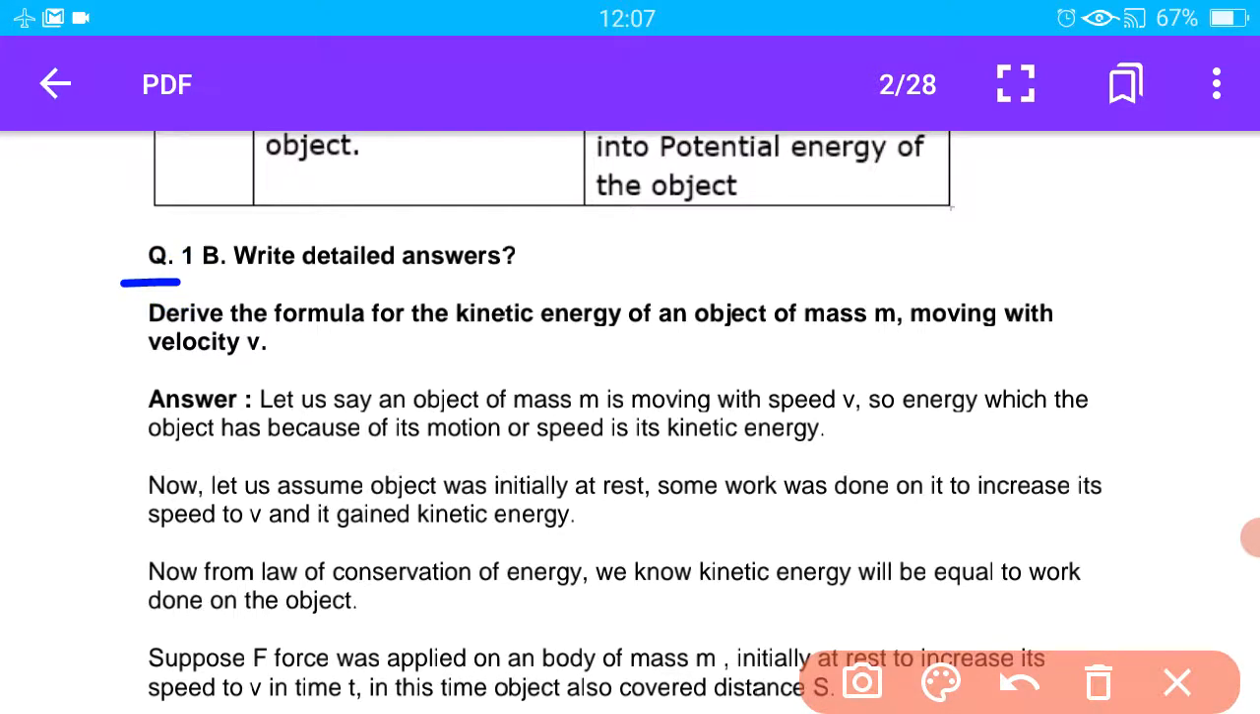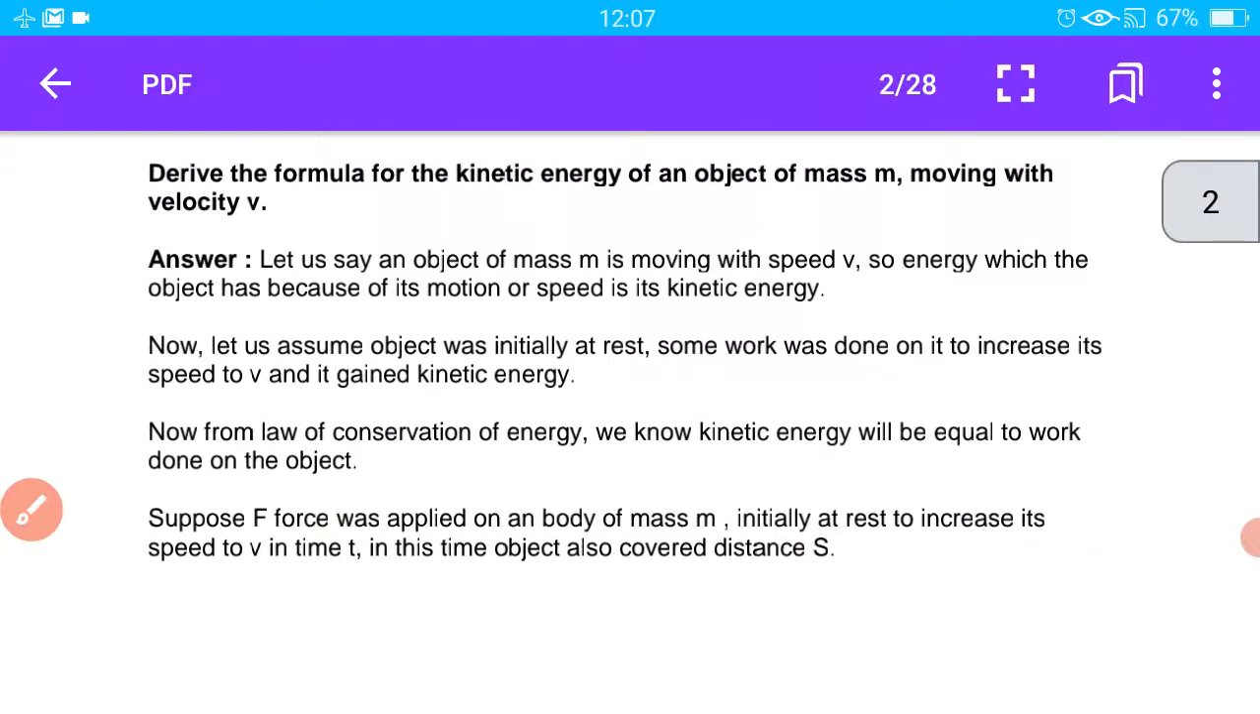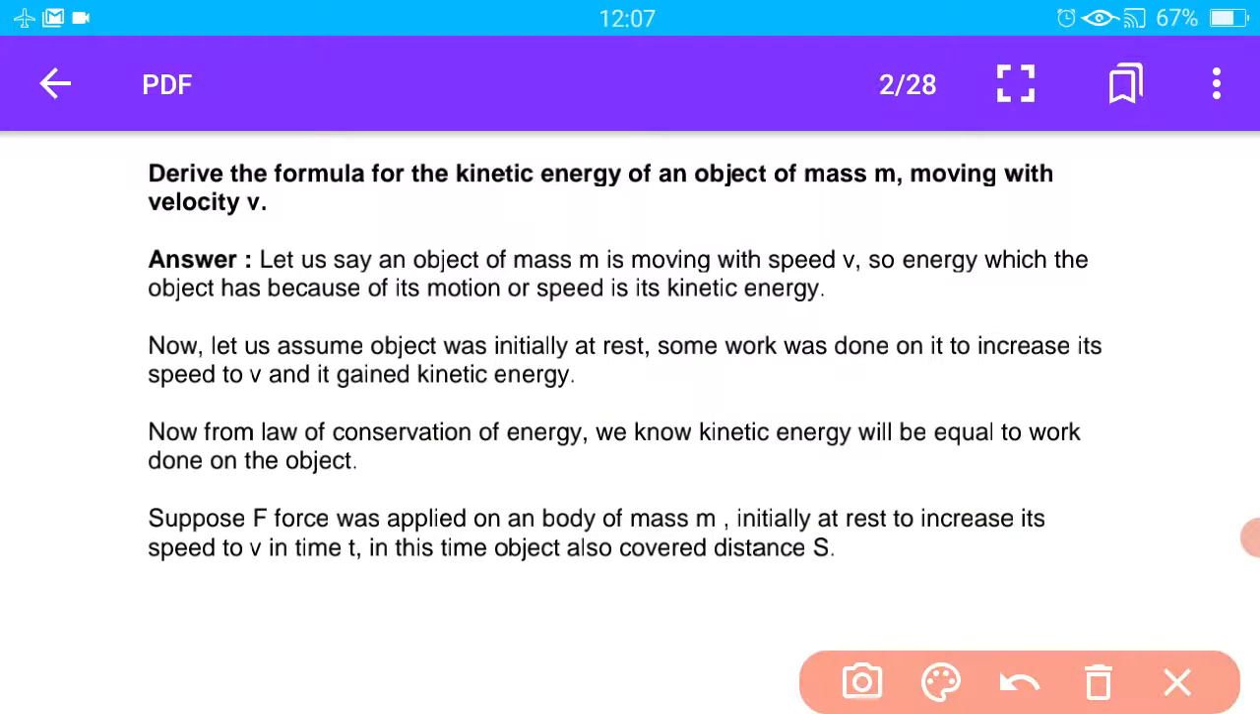Question number 1b. Write detailed answer. Derive the formula of kinetic energy of an object of mass m moving with velocity v. Answer. Let us say an object of mass m is moving with speed v, so the energy which the object has because of its motion or speed is kinetic energy. Now let us assume the object was initially at rest. Some work was done on it to increase its speed to v and it gained kinetic energy.